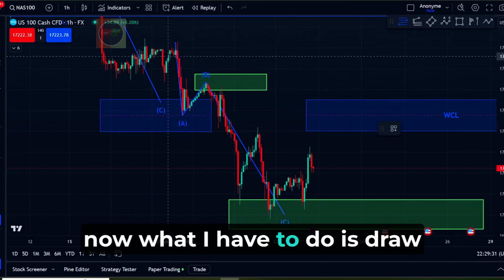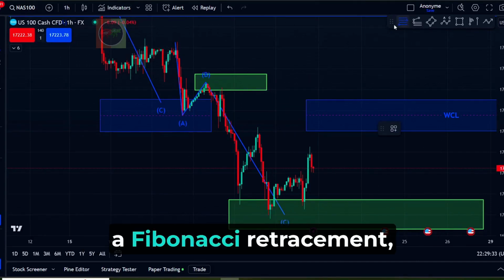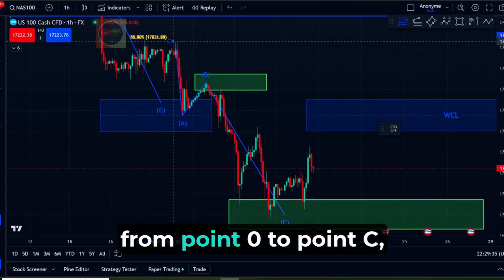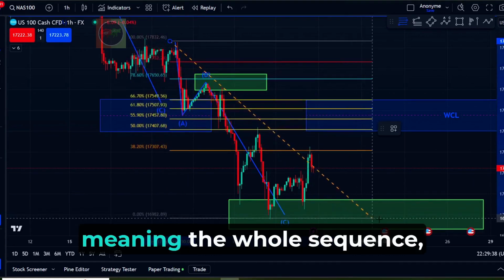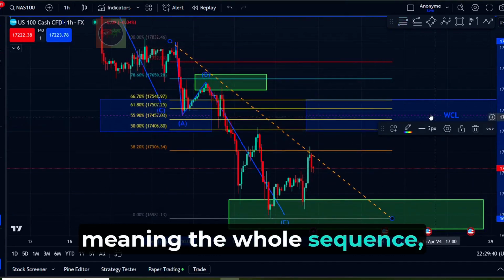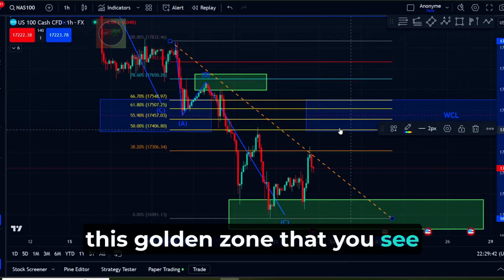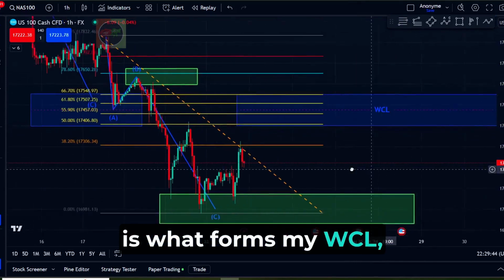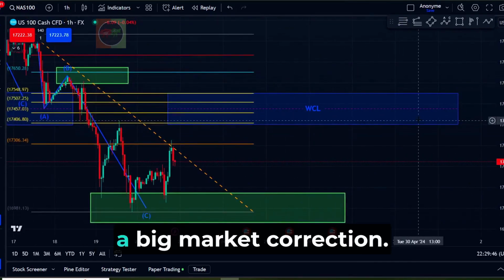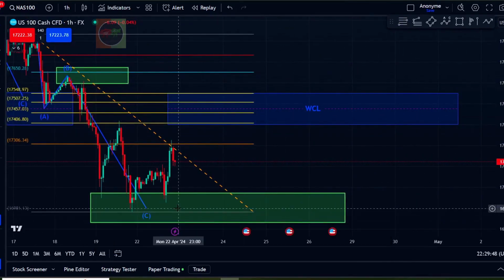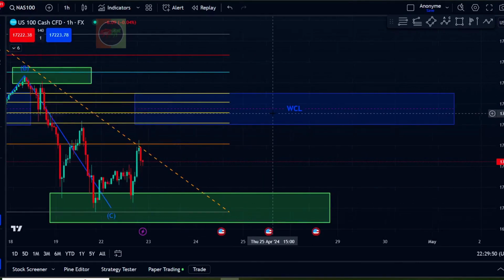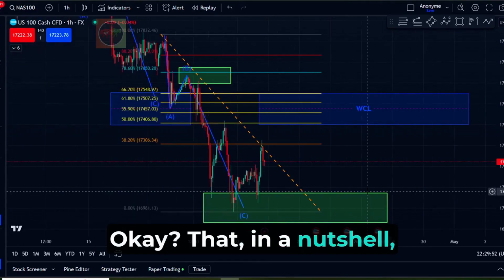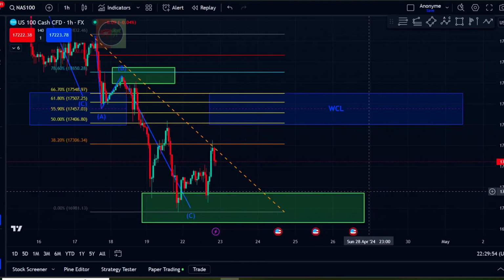Now what I have to do is draw a Fibonacci retracement from point 0 to point C, meaning the whole sequence. This golden zone that you see is what forms my WCL, which is where I should see a big market correction. Okay, that in a nutshell is the WCL principle.